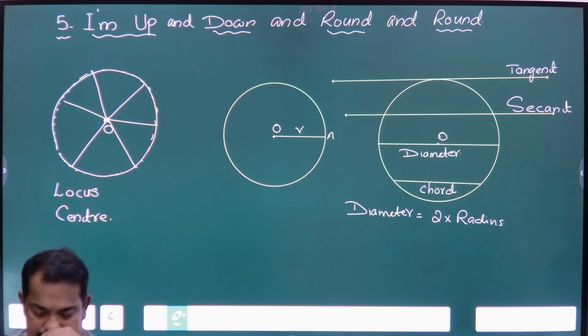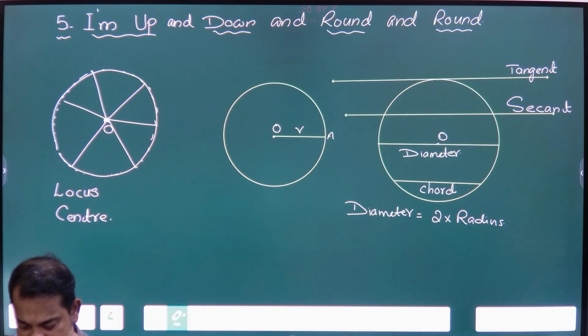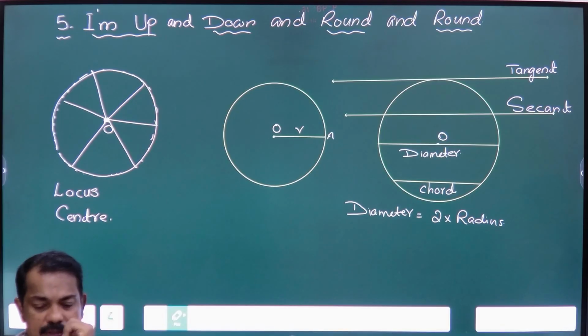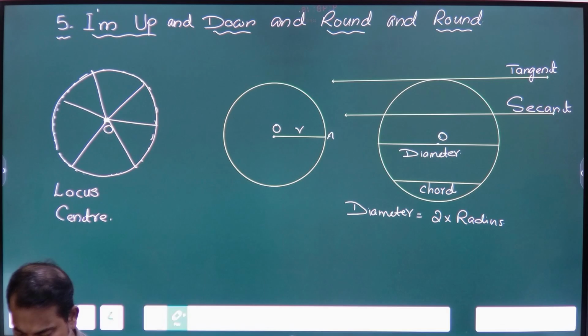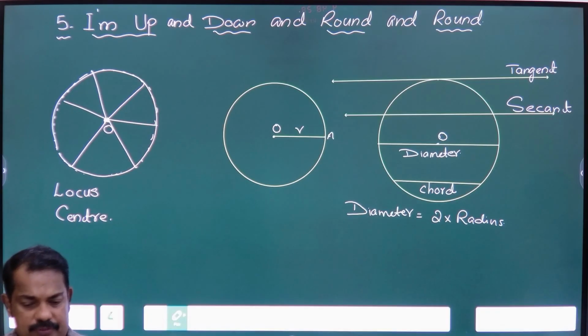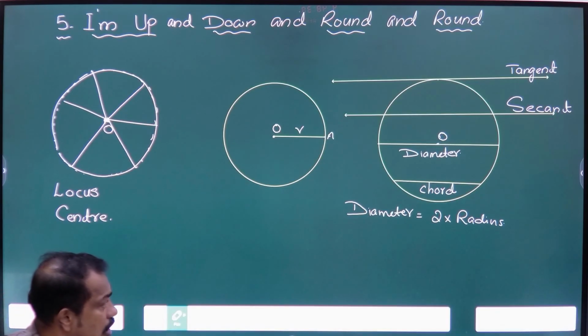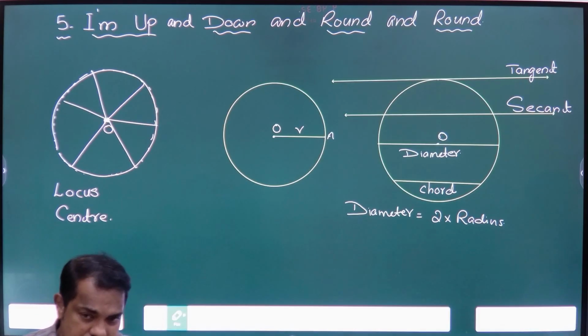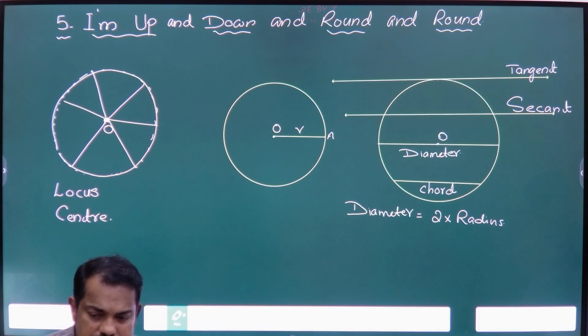Next point. A chord passing through the center of a circle is called a diameter.